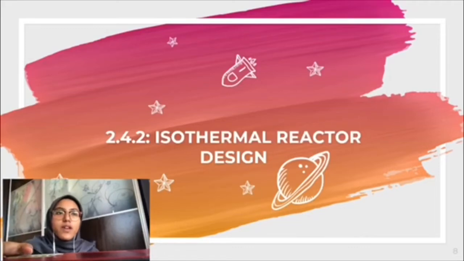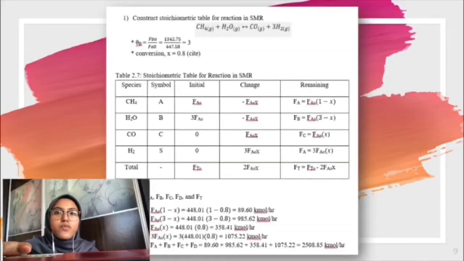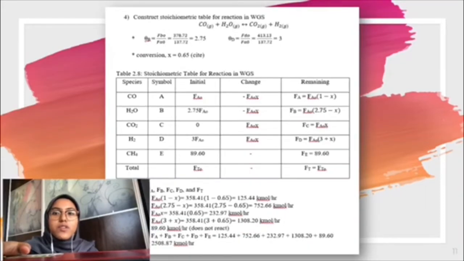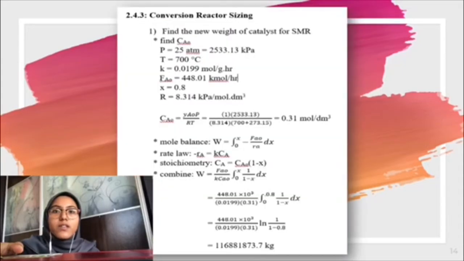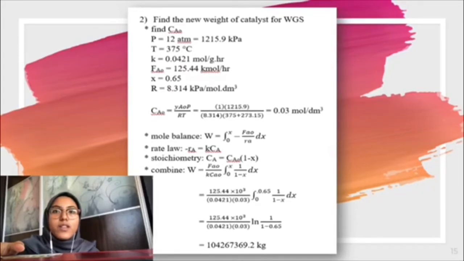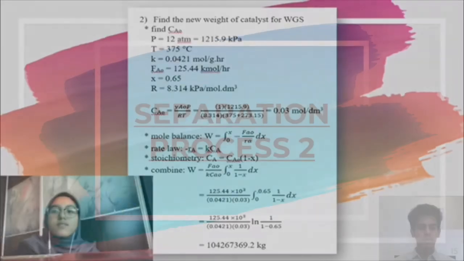And then for the next part, which is isothermal reactor design, we construct a stoichiometric table for both SMR and WGS in order to find the flow rate of each species in both reactors. For commercial reactor sizing, as it is a packed bed reactor, we are going to find the weight of catalyst used instead of the volume. So following this calculation, we can find the weight of catalyst needed for SMR and also WGS.